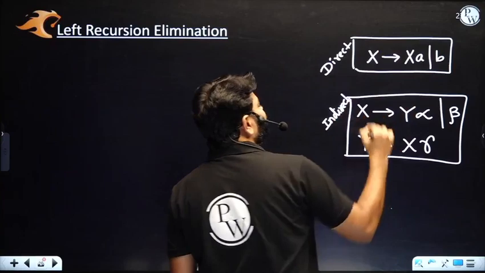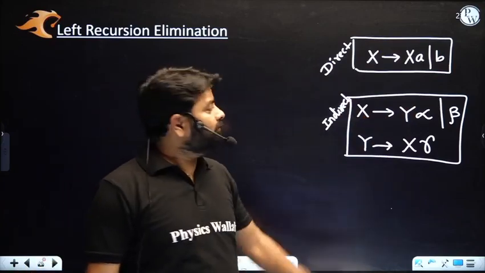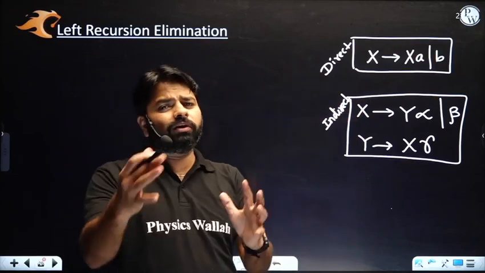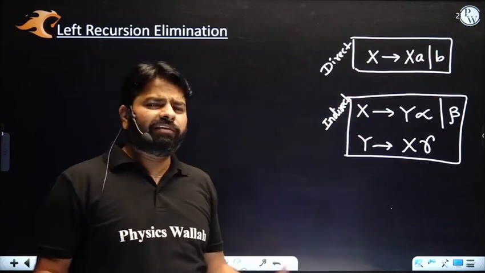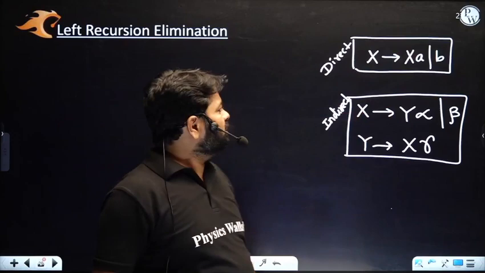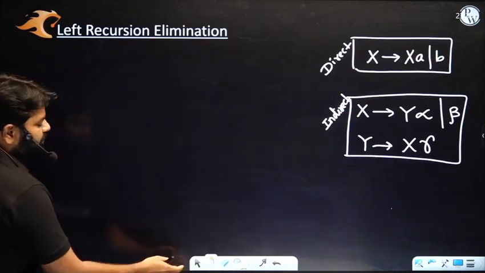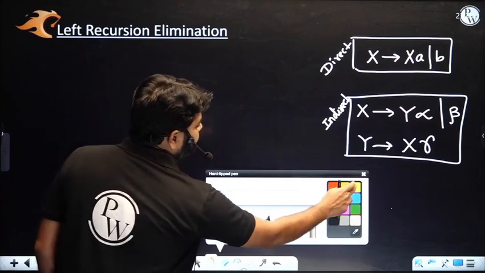Any kind of left recursion we should eliminate. But before that, we'll try to understand how to eliminate the direct left recursion. Then we'll go for how to eliminate any left recursion, whether it is direct or indirect. If you want to eliminate the direct one, we have a very simple concept.